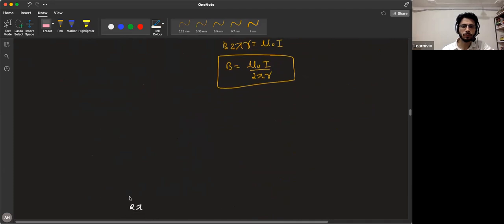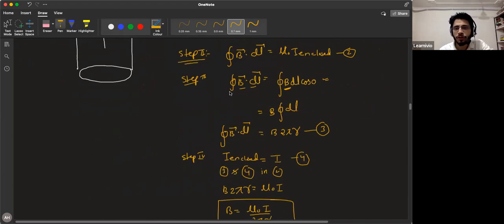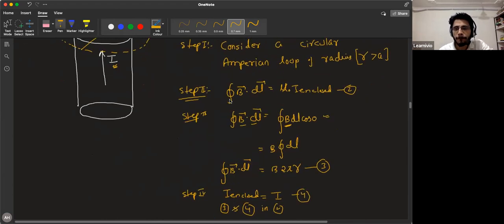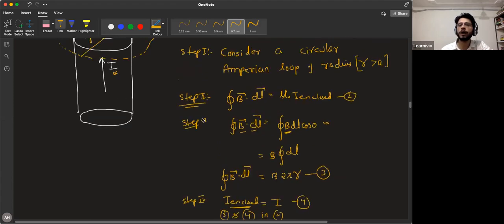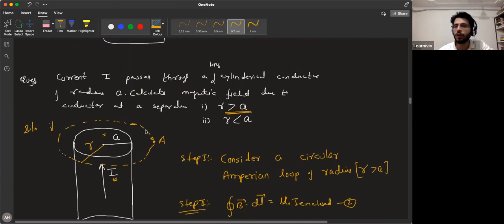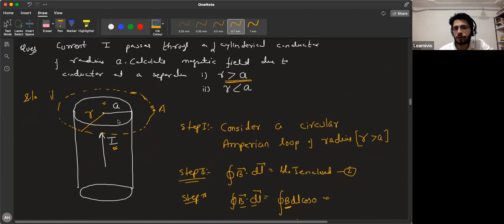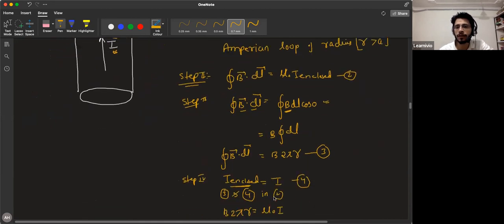So why did you take the closed integral as I? Close integral, sorry. The fourth step. This one? Yes, sir. I take I enclosed equal to I. I enclosed is the current within the loop. If you take this loop, the whole conductor is passing through the loop, right? So I enclosed is the current passing through the entire conductor. And what is the current passing through the entire conductor? That is I. Okay, sir.